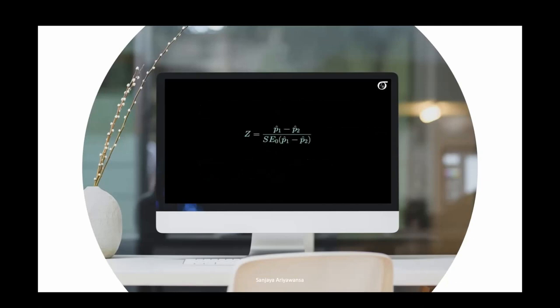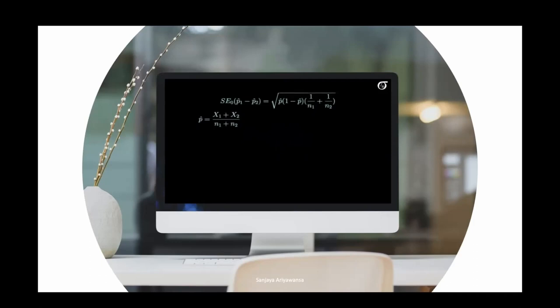We take the difference in the sample proportions and we divide by the standard error. I use a subscript of 0 in this standard error because this standard error is a little different from the standard error we used in the confidence interval. Once we get the standard error, the calculations are going to be pretty simple. So let's calculate the standard error first.